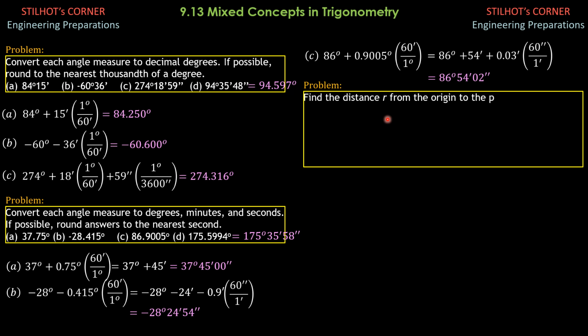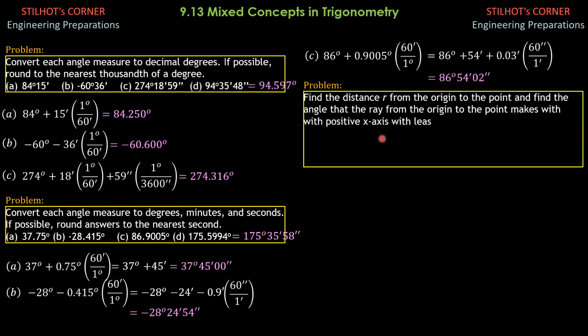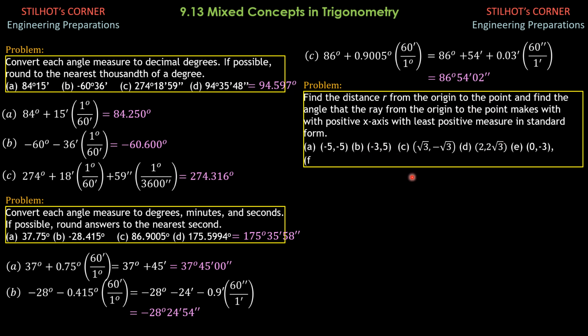Find the distance r from the origin to the point and find the angle that the ray from the origin to the point makes with the positive x-axis with least positive measure in standard form. So it should be in counterclockwise direction with least positive measure.